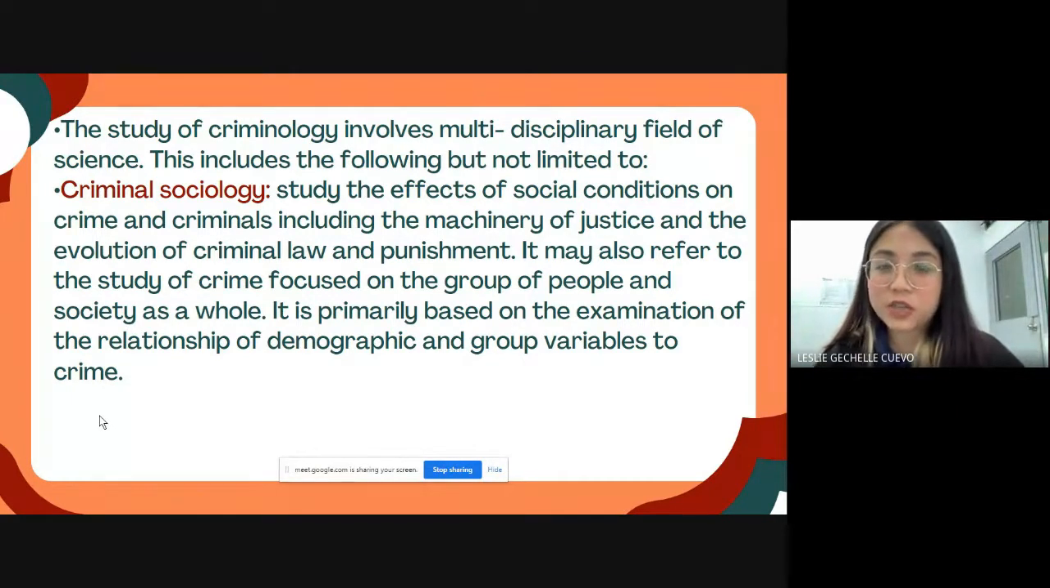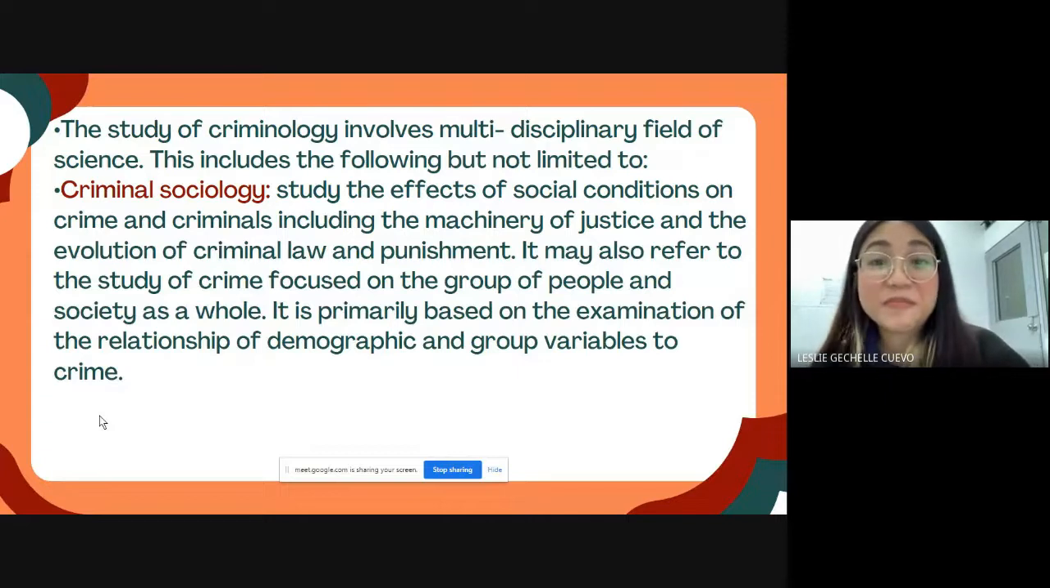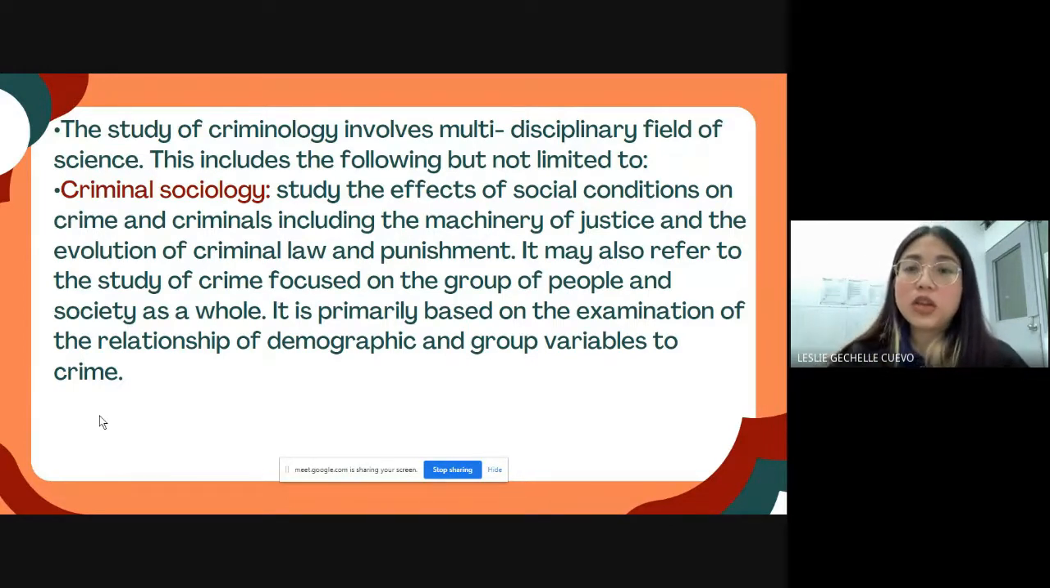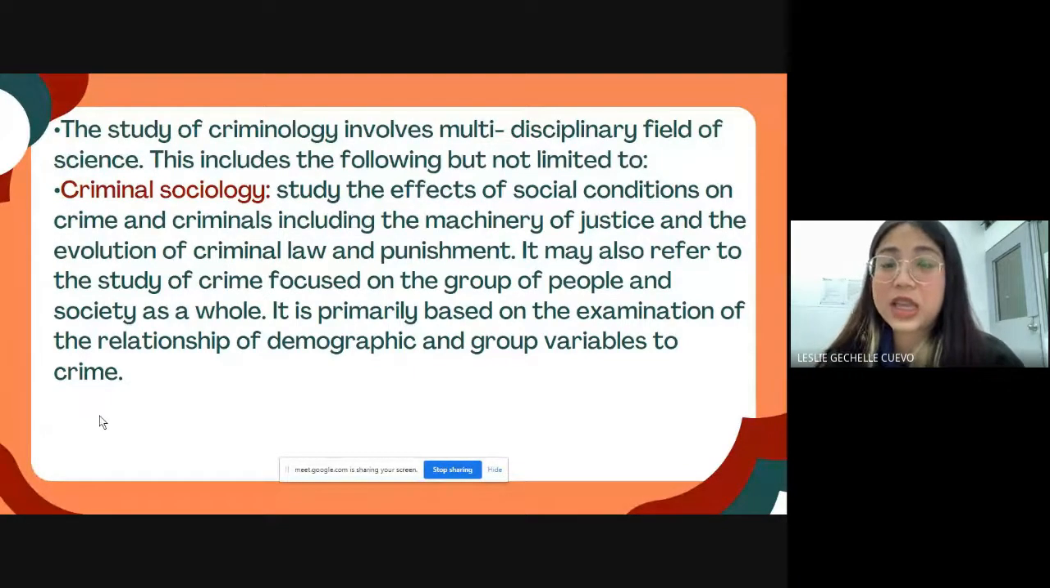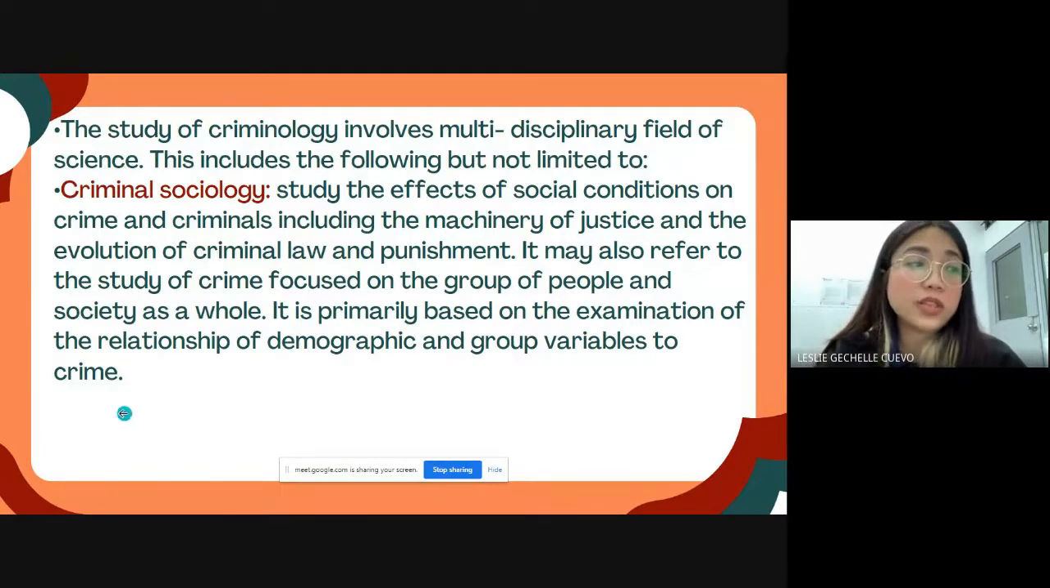It may also refer to the study of crime focused on the group of people and society as a whole because crime happens in society, 'di ba? So hindi lang yung krimen mismo o krimen per se ang pag-uusapan natin sa criminology. Kung hindi, pati kung saan nangyayari yung crime doon sa society pag-aaralan din natin. It is primarily based on the examination of the relationship of demographic and group variables to crime.